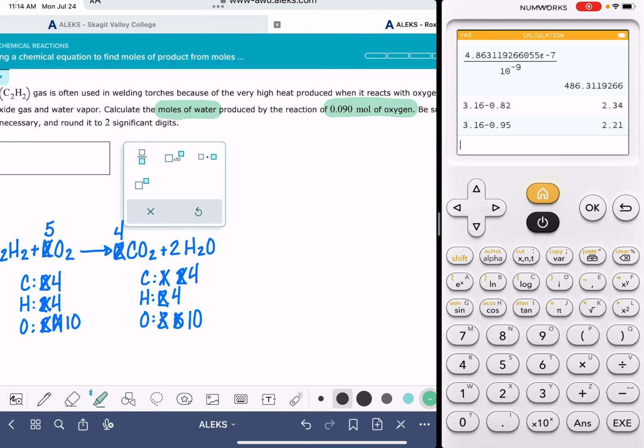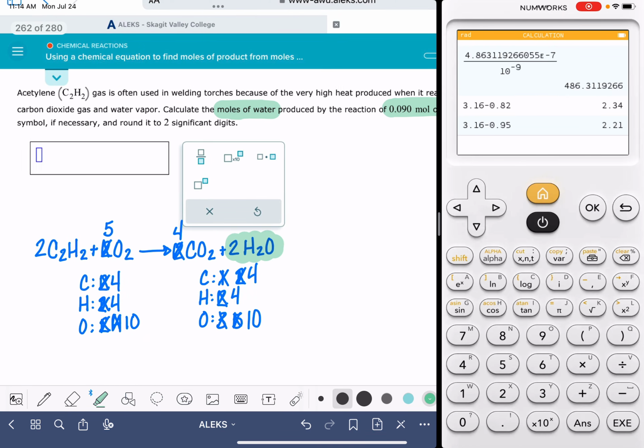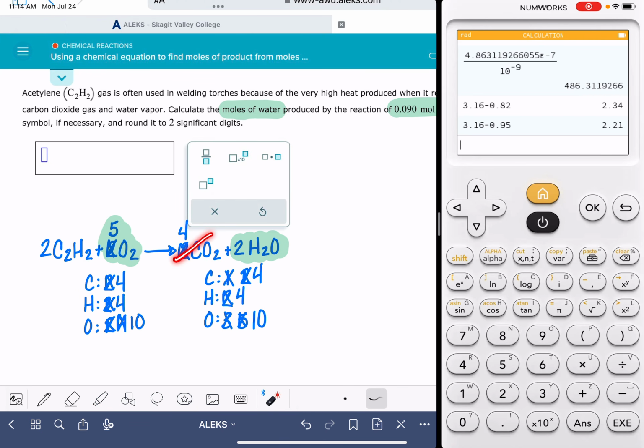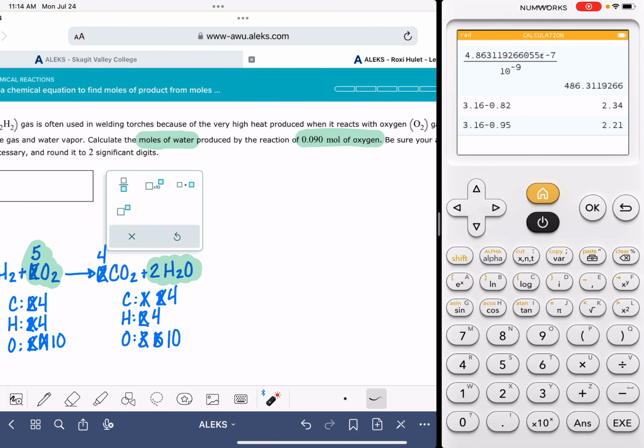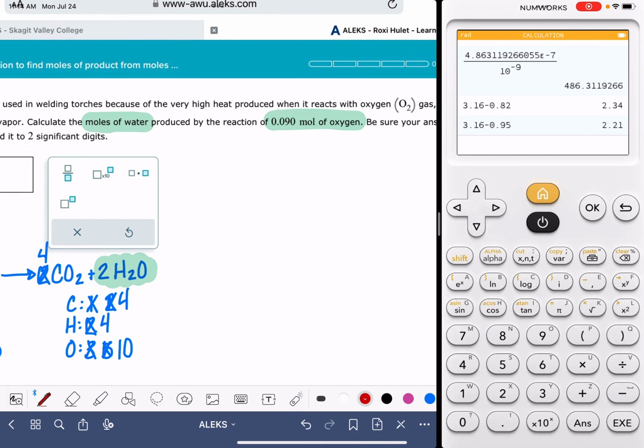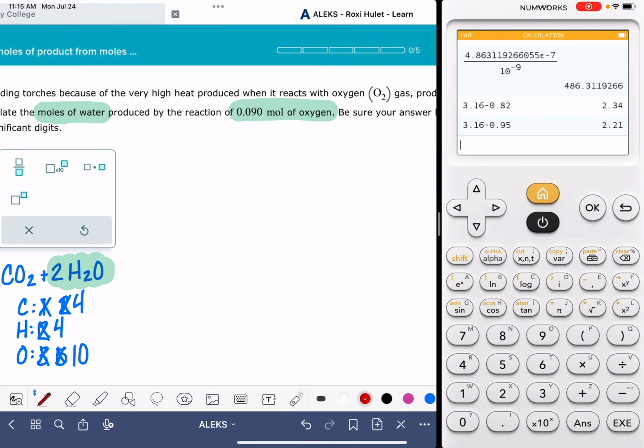So for my problem, I'm focusing on the water and the oxygen. The other two parts of this equation we're not going to use at all. They were just there to balance things. What we need to do is take this provided quantity, for mine the 0.09 moles of oxygen, and convert that quantity into moles of water. I like to treat this just like a regular unit conversion problem, the same way we would treat it if you were asked to convert kilograms into grams.